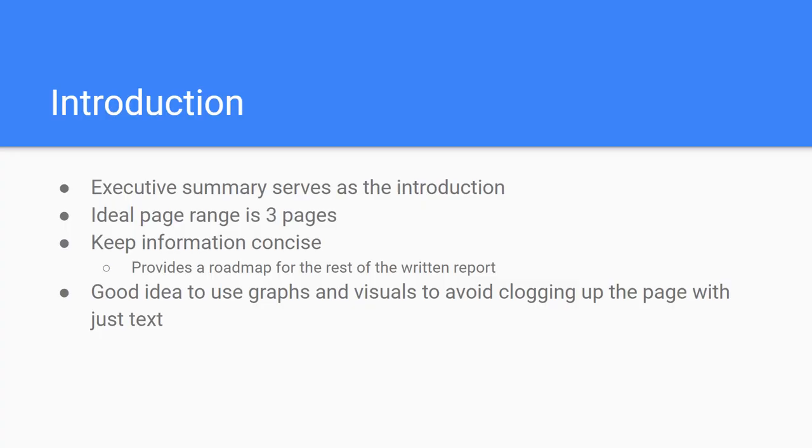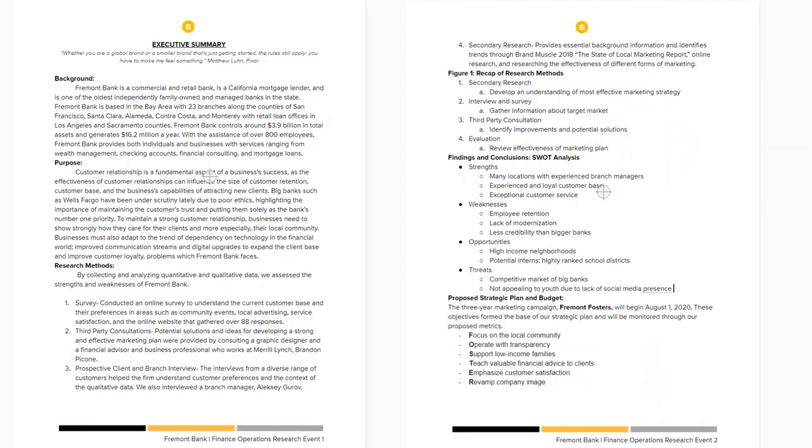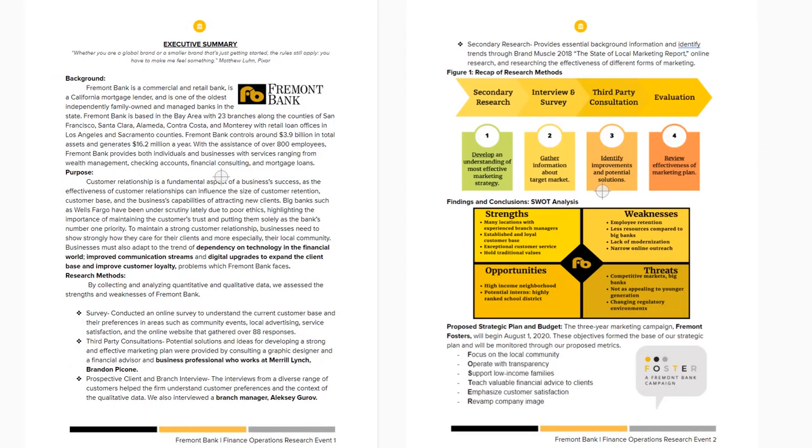So your executive summary basically serves as the introduction of your report, and the ideal page range of your executive summary is 3 pages. You want to keep your information concise, and as you can see here, they're mostly just bullet points like the SWOT analysis, the strengths, weaknesses, threats, opportunities. It's all bullet points because you'll elaborate on it in the future. You just want this so the judge knows a general idea of what you're going to be talking about in your report.